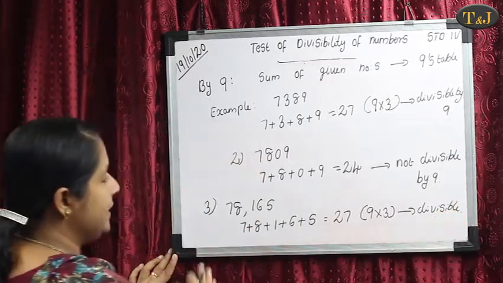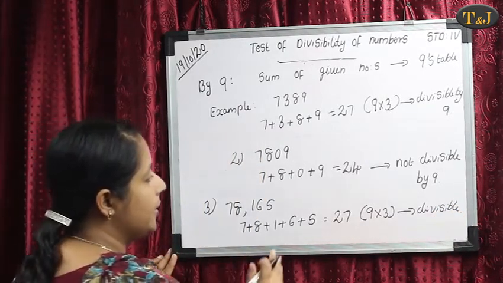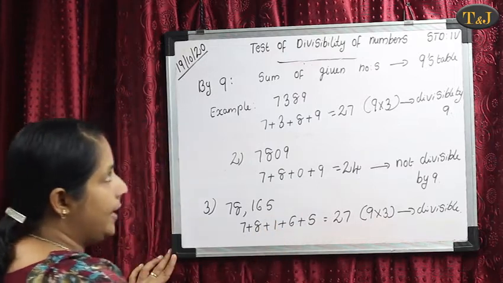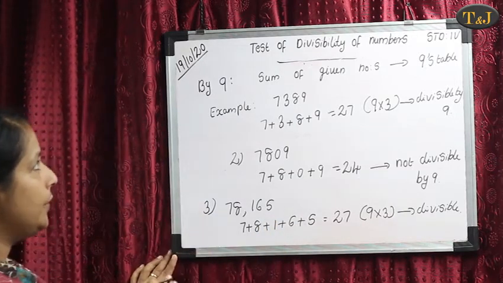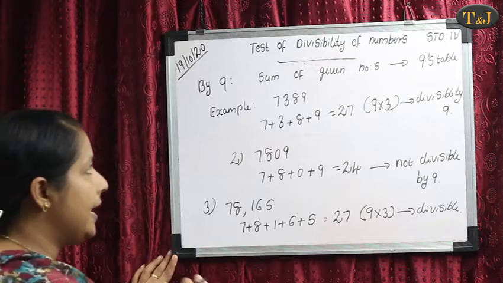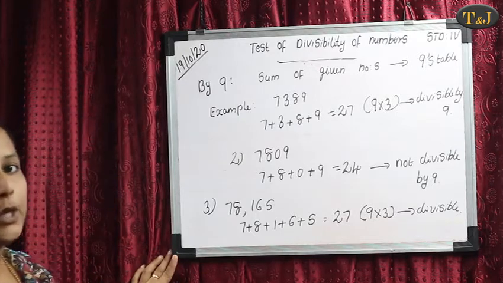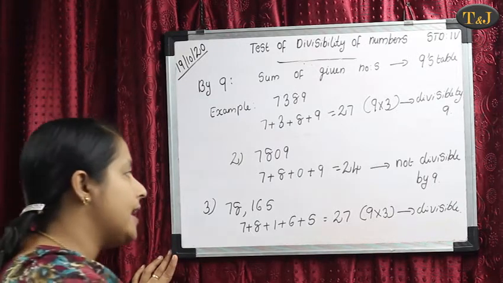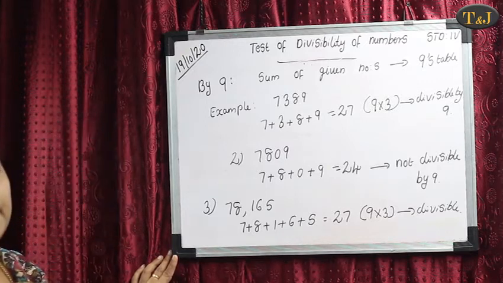Okay, therefore 78,165 is divisible by the number 9. So the test of divisibility by 9: we are adding the digits of the given number. That sum is included in 9's table. So the number is divisible by 9.